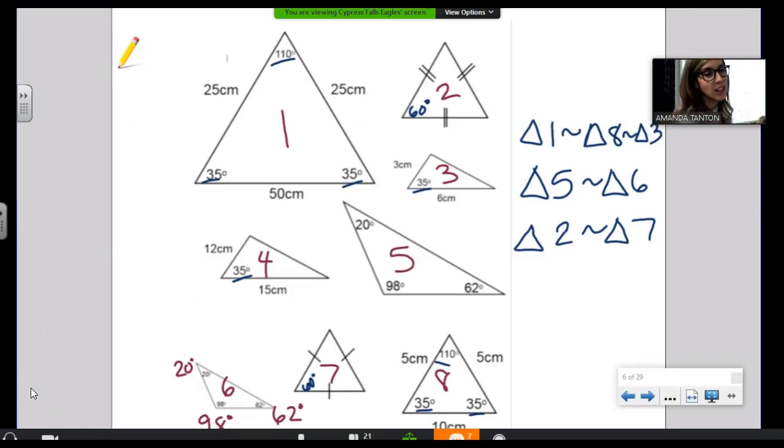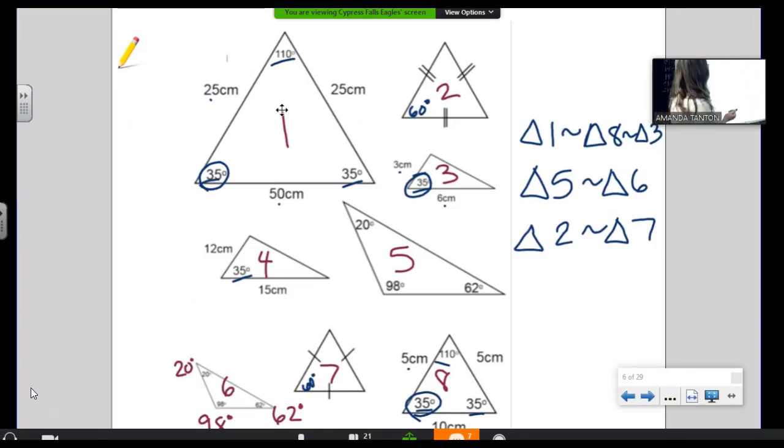Let's take a look. Look at what they have in common. They all have 35 in common. Now, if we look at the sides surrounding the angle, I'm gonna approach it a different way than I did on the other ones. What's 3 doubled? 6. What's 25 doubled? 50. What's 5 doubled? 10.